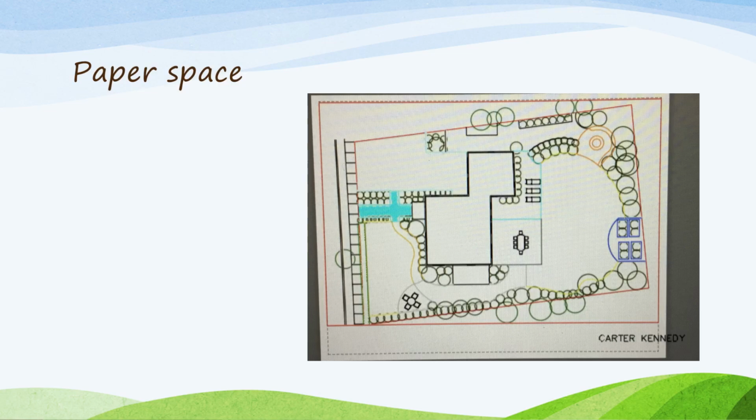Finally, it was time to print our design. In order to do this, we needed to enter Paperspace. Paperspace is a tab within AutoCAD where your drawing can be scaled down to fit on whichever size piece of paper you're printing on. For our design, we scaled down to 1/16 of an inch is a foot. Finally, before printing our design, we added our name to the bottom of the paper while in Paperspace.